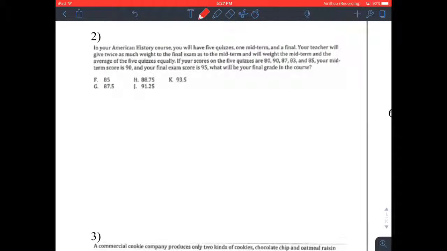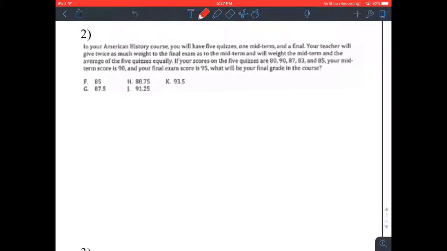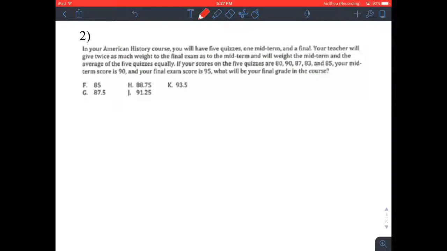Next problem. In your American history course, you will have 5 quizzes, 1 midterm, and a final. Just going to underline the important things. Your teacher will give twice as much weight to the final exam as to the midterm, and will weigh the midterm and the average of the 5 quizzes equally. So let's just take a moment to think about what that means.